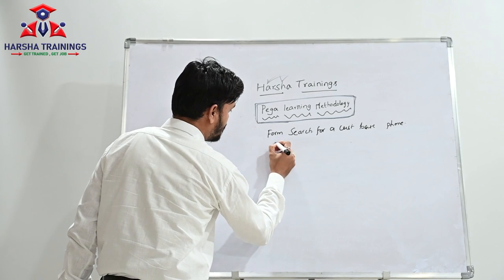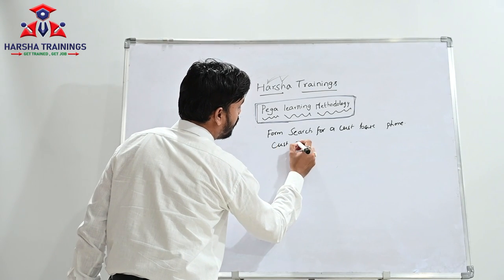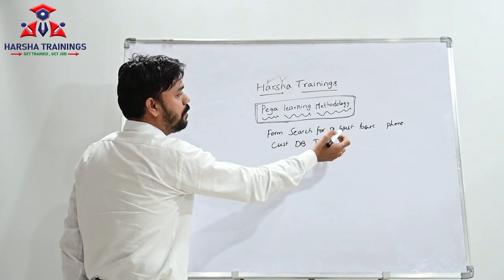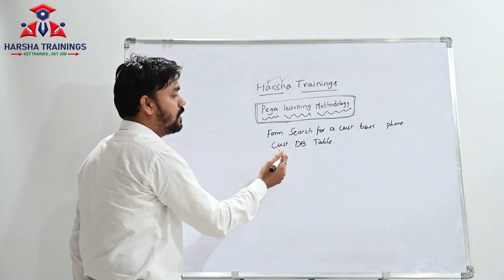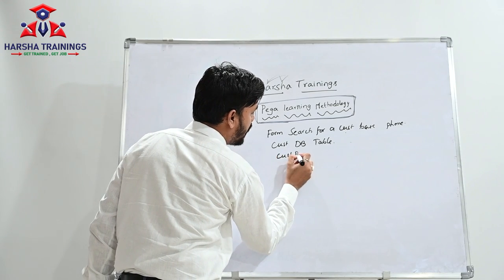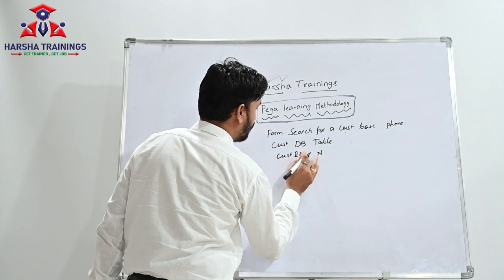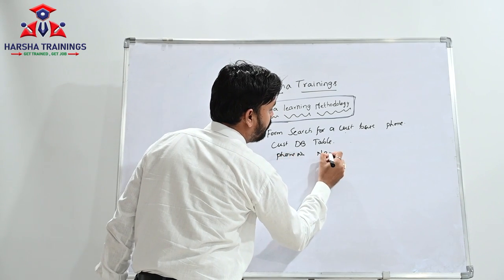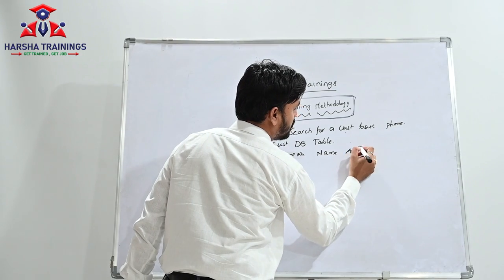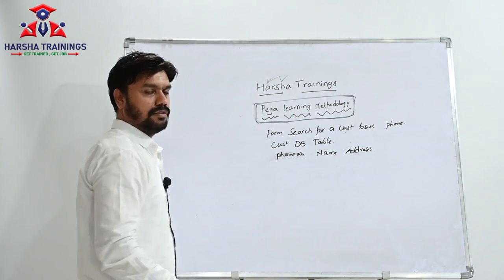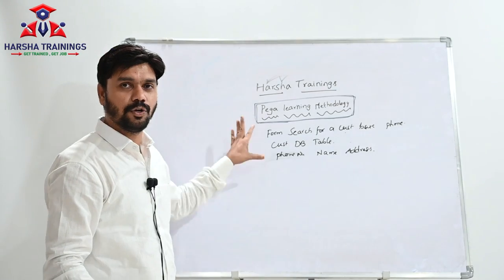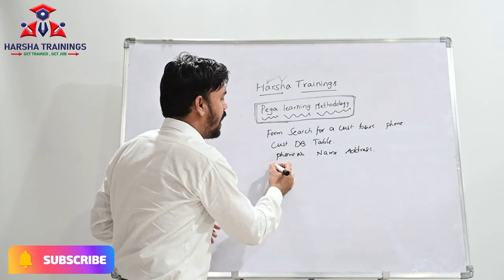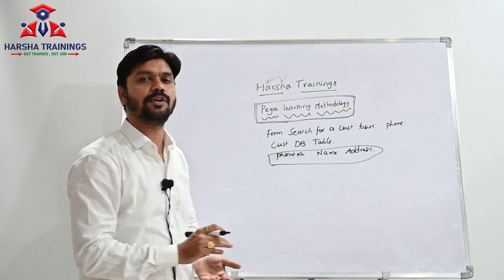And these customer details are there in a DB table, where you have customer ID, name of the customer, address of the customer, and phone number, like this the details are there. So these are the artifacts that are being given to you. This is the business problem, and this is the repository that is being provided to you.